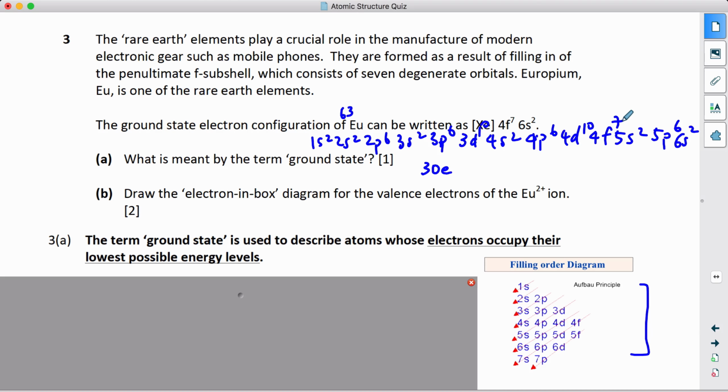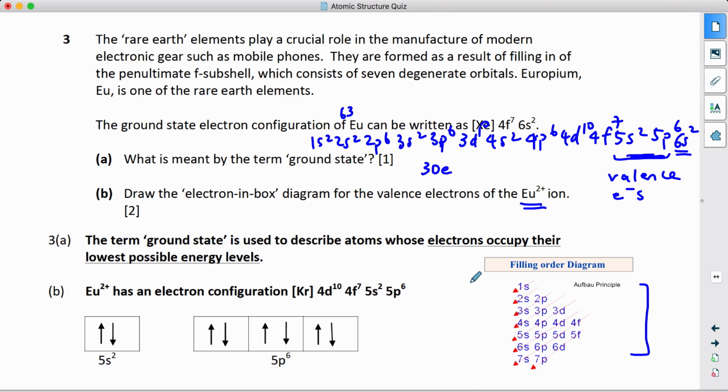If they ask you to draw europium with a charge of 2+, you're supposed to remove the 6s electrons, the 2 of them. So now this part becomes the valence electrons, because the outermost shell is the 5th shell now. So you're supposed to draw 5s2, 5p6. So this is what it should look like. Okay, let's look at the next one.